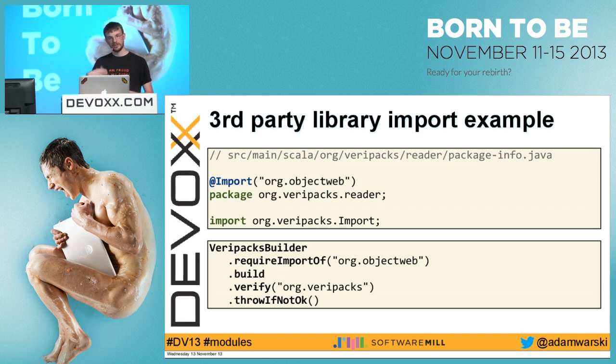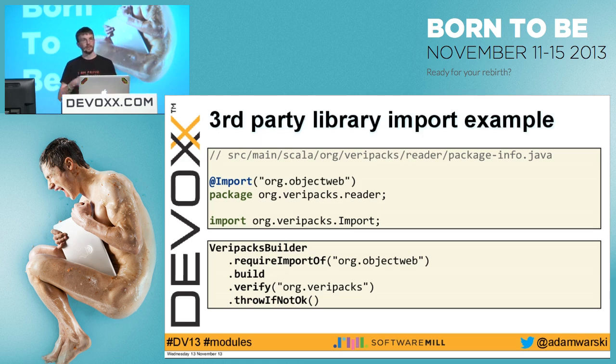So the constraint that I want to express here is that the Object Web package should be only used inside of the veripacks.reader package, right? So it's kind of like adding a third-party dependency only to a specified package. Okay? So what I can do is annotate the reader package with the @import, where I'm importing org Object Web to the veripacks.reader package.